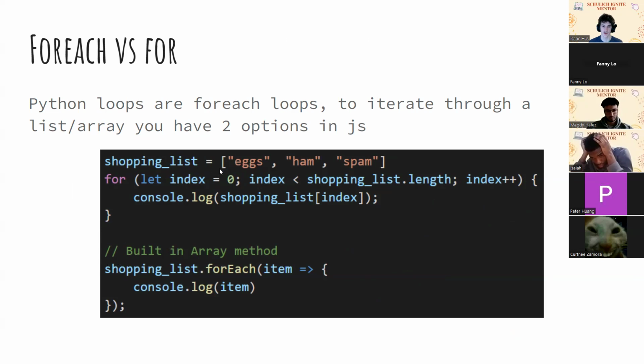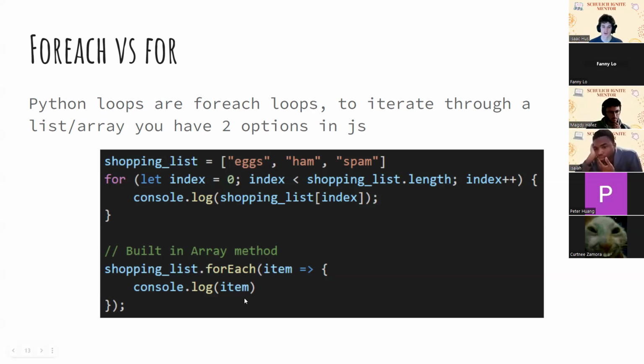So shopping list is an array. We see up here it has eggs, ham, and spam. And then if we want to, instead of doing for range in whatever, or for, and then looping through the length of the array, we can just do this forEach, and it makes it a lot easier to do. So we do array dot forEach, and then your item is the iterable of that list. So in this case, item will be eggs the first time through, and then ham the second time through, and spam the third time through.